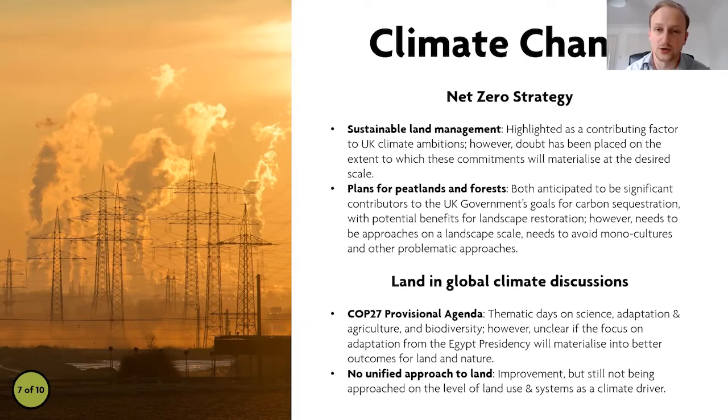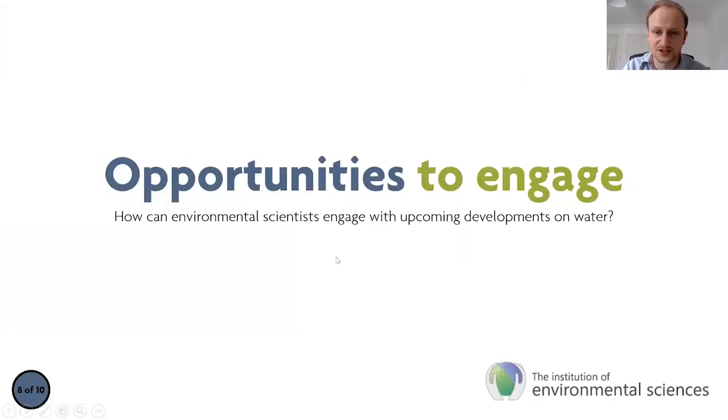However, the overall picture on climate discussions is that there hasn't historically been a unified approach to land. That might be changing at COP27 in Egypt. They have thematic days on science, on adaptation, and agriculture, and on biodiversity. Hopefully, these are going to be issues which bring together that systemic conversation about land that's been missing at the global level. That means we haven't been able to capture that land use question in climate change. So I won't go into too much detail on that. If people are interested, they can ask questions.